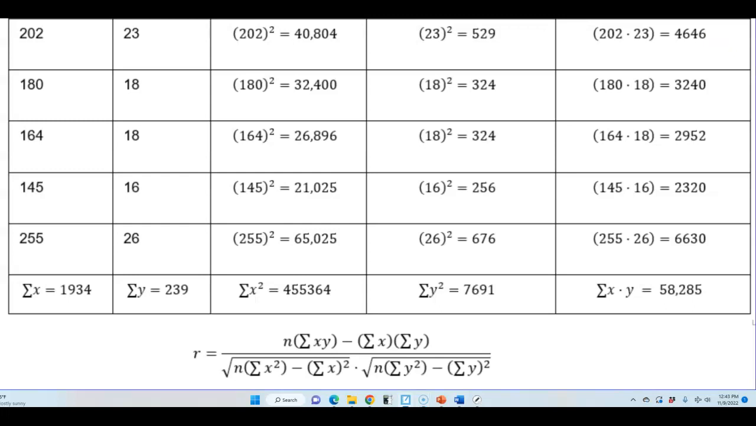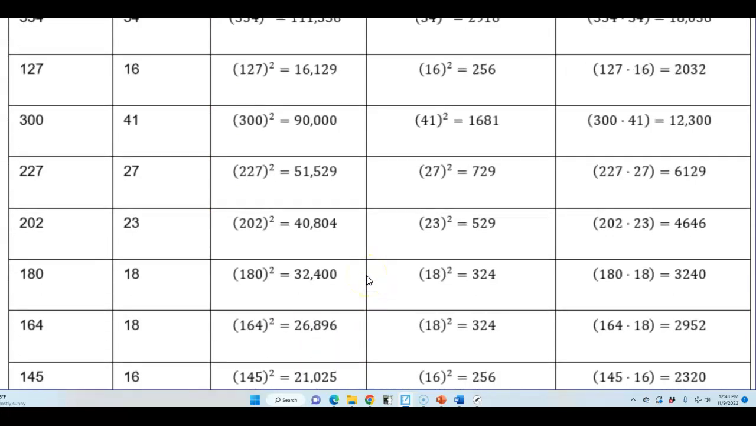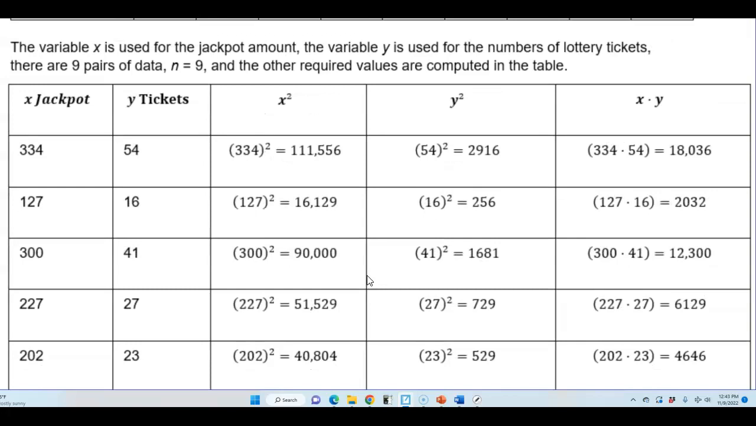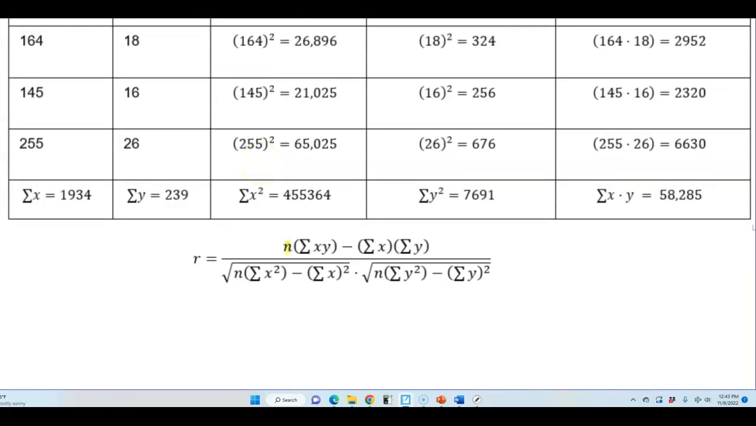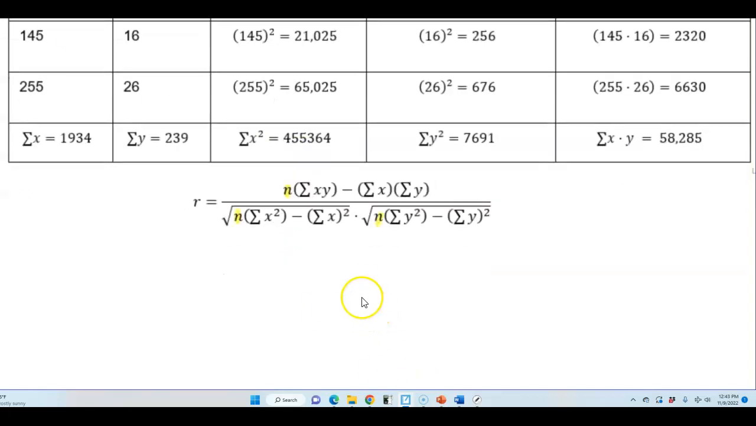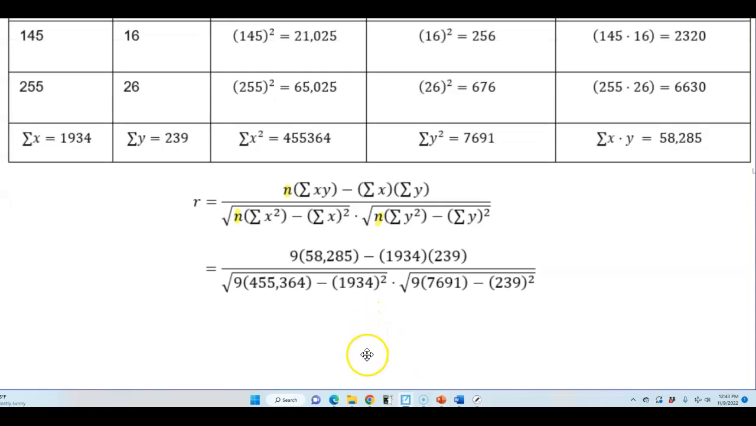So let's go ahead and do that. The first thing we know is the value of n. Well, we know that n represents 9. So everywhere that we find n, we're going to put the value of 9. Let's do that in our formula here. We know that n is 9, there's 9, and then there's 9.